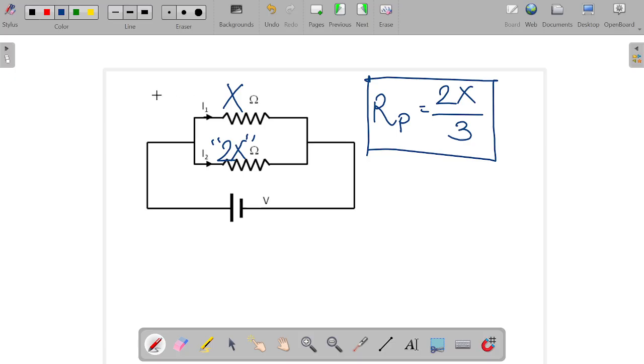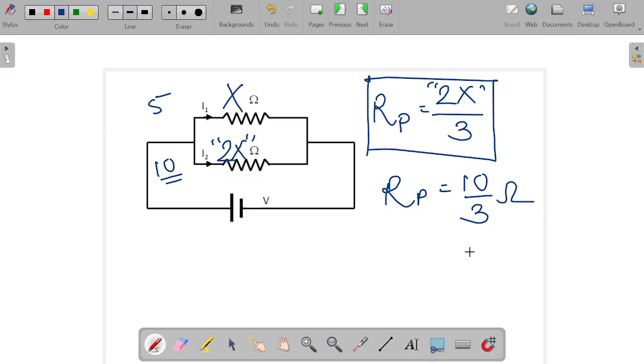So we have been given the first resistance as 5 ohm and the other resistance as 10 ohm. If you directly substitute here, the 2x value is 10 ohm. So the Rp, that is the parallel effective resistance, is 10 by 3 ohm. This is the direct answer.